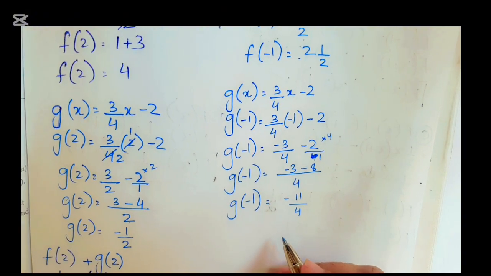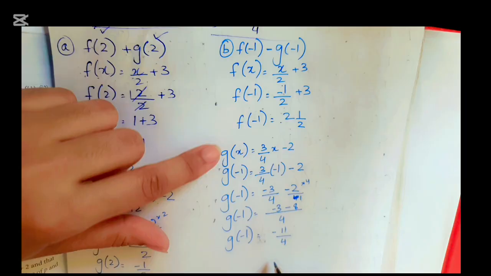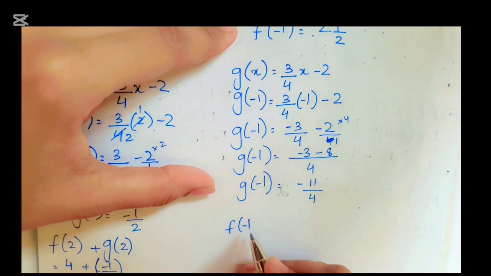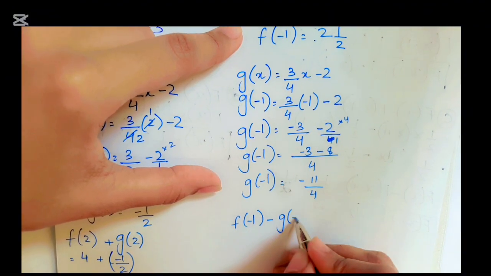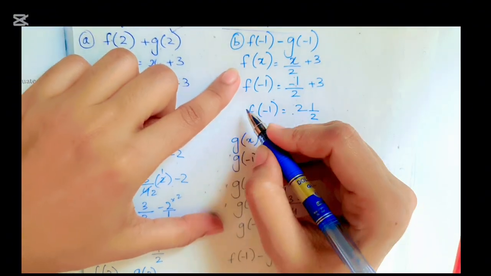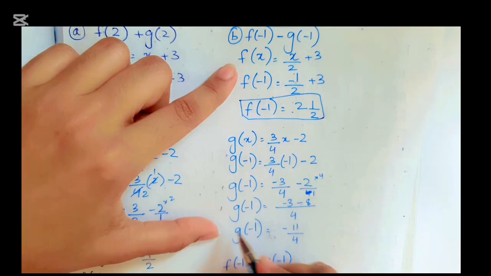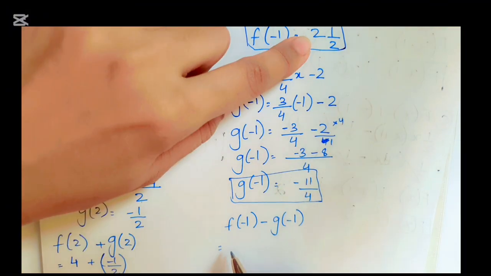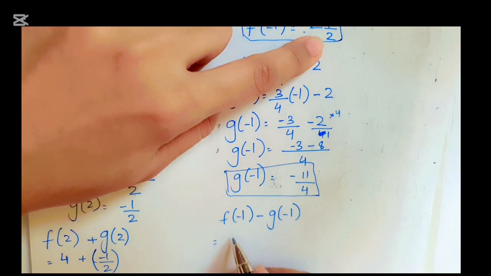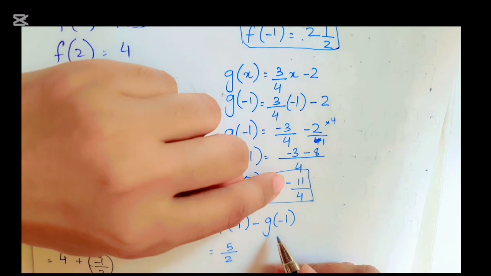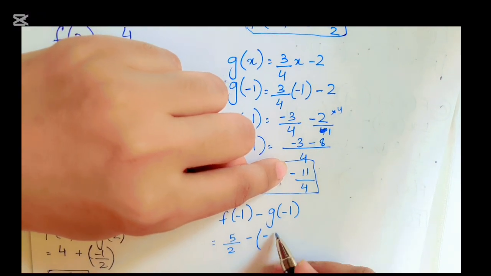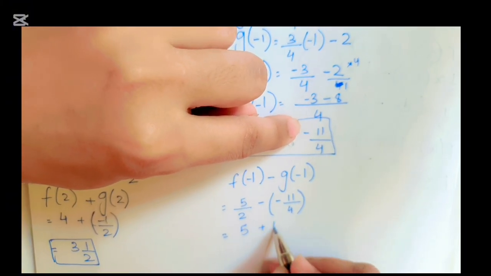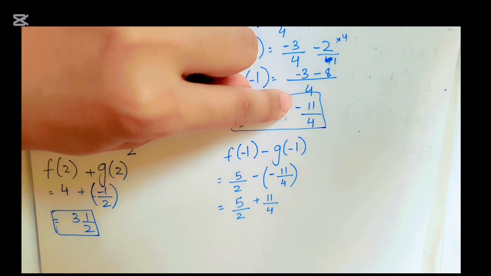Now what we have to do, we have to subtract both of them. So f(-1) minus g(-1). See, this is the answer of f(-1). This is the answer of g(-1). So I am writing the answer 2 and 1/2 as an improper fraction, 5/2. And now write the minus sign. Now minus (-11/4). So we can solve 5/2 + 11/4.